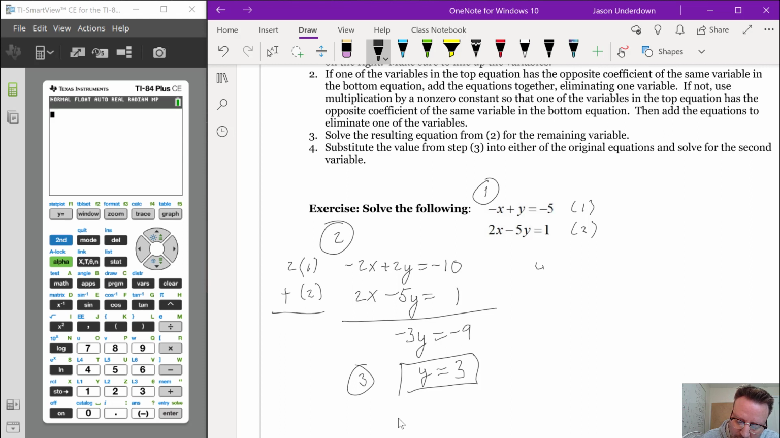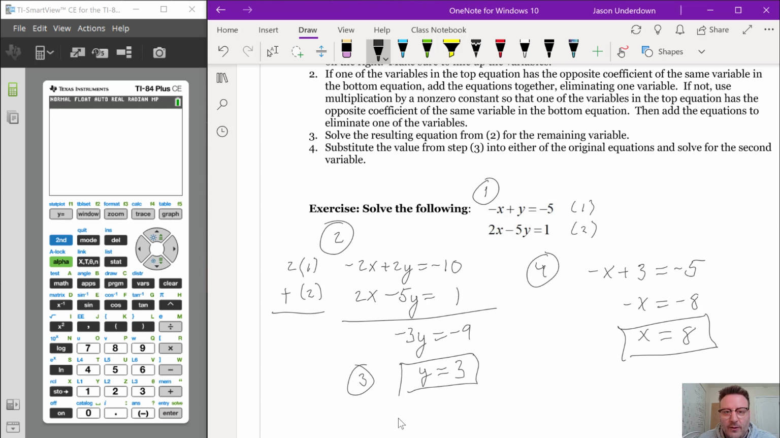Step 4 is substitute the value from step 3 into either of the original equations and solve for the second variable. It doesn't matter whether we put this value of y equals 3 into equation 1 or 2 and then solve for x. Either way we'll get the same answer. So I'll just plug it into equation 1. We get negative x plus 3 equals negative 5. Then I subtract 3 from both sides, and I get negative x equals negative 8. So x equals 8.